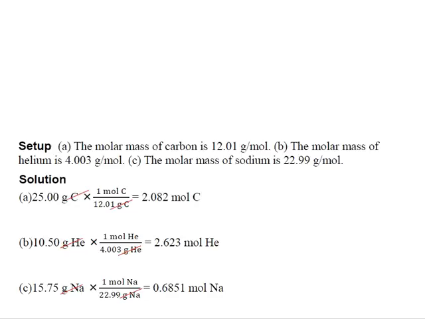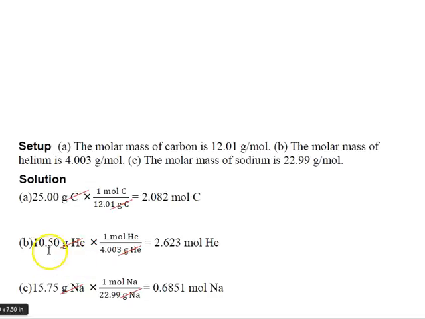Alright, so if you look down at the solution for part A, we were given 25 grams of carbon. We're going to use a conversion from the periodic table. The atomic mass of carbon is 12.01 grams, 1 mole on top. Grams will cancel, and we're left with 2.082 moles of carbon.